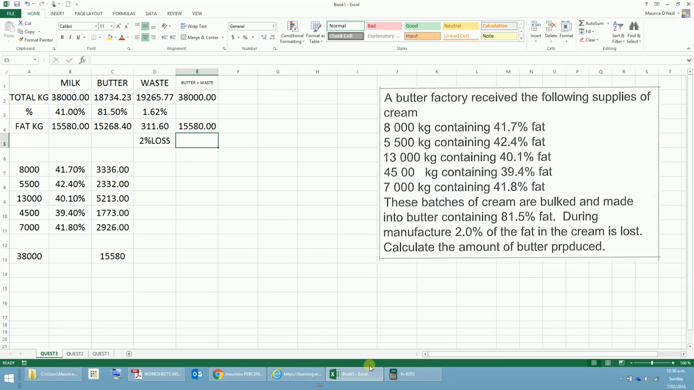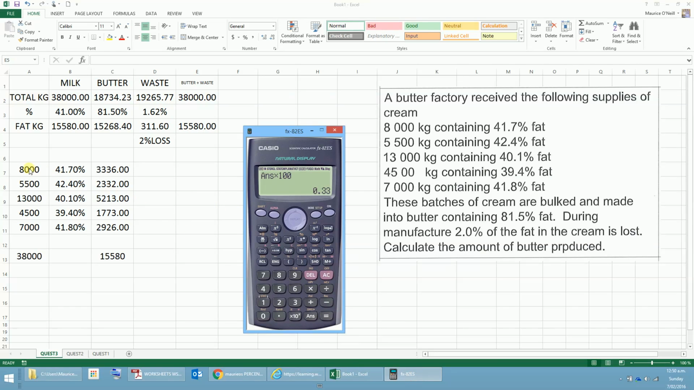So just to get the little calculator out here, obviously this little calculation that we do in here for each one of these, 8,000 times 0.417, okay, 3336, or you can go 8,000 times 41.7 divided by 100 equals 3336.